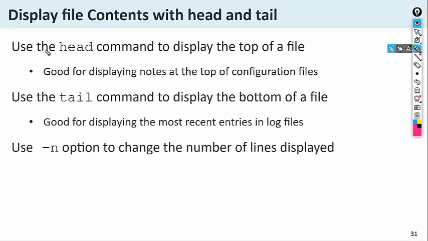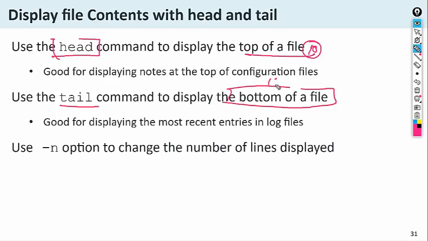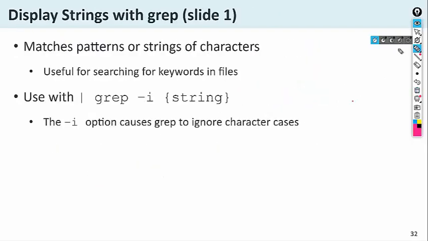Head and tail commands I have shown you already. Head will display the top 10 lines of the file. Tail will display the bottom 10 lines of the file. If you want to customize the number of lines, you can use a hyphen and give the number of lines you want to display.